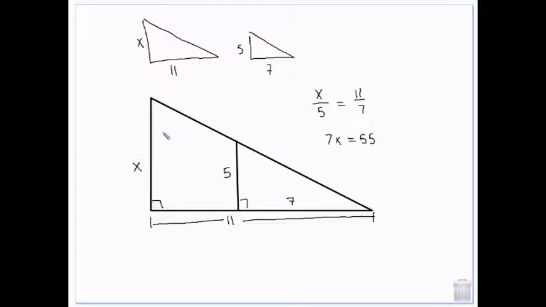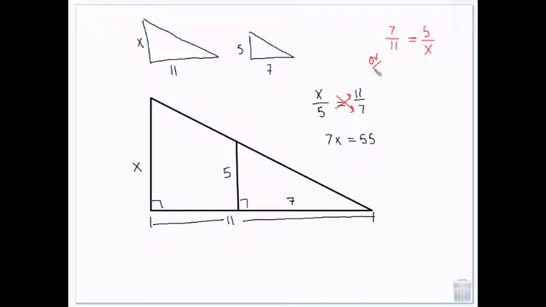This part okay, the splitting? Here's the big triangle, right? So that's X and 11. And then the little triangle was 5 and 7. No, ask questions. That's how you understand.